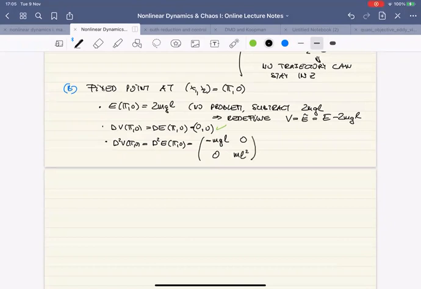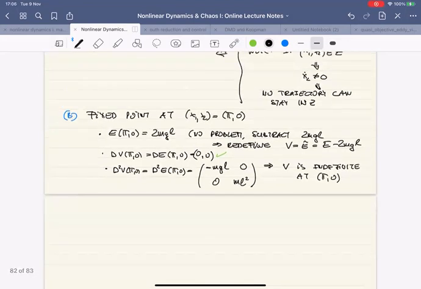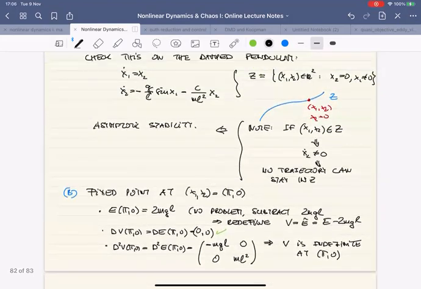ML squared, right? So I have this interesting situation in which the conclusion from this calculation is that E, which is the Lyapunov function, is indefinite at this fixed point. So my options for stability are gone, which is a good thing because I know that this is an unstable fixed point. So I certainly shouldn't be able to conclude that it's stable. However, can I conclude that it's unstable?